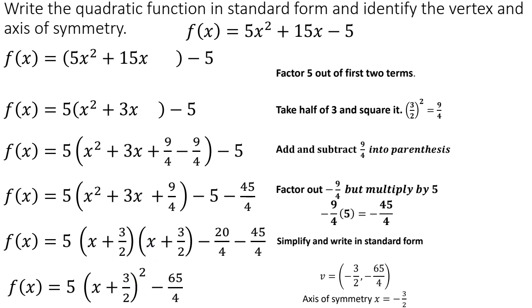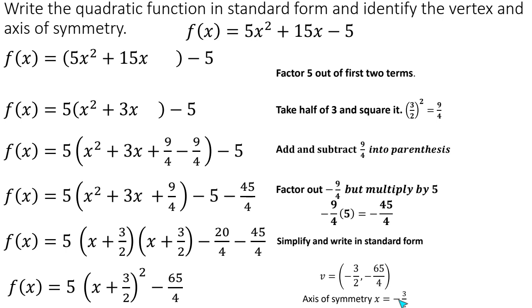And so from there, we're going to have our vertex. So we take the opposite of this. So we get negative 3/2. And then we have our k, negative 65/4. My axis of symmetry is going to be the x coordinate, x equals negative 3/2.